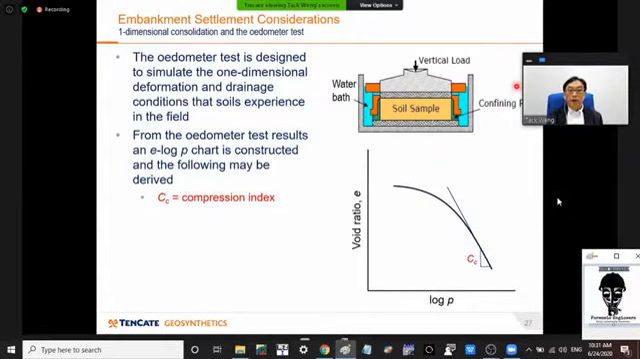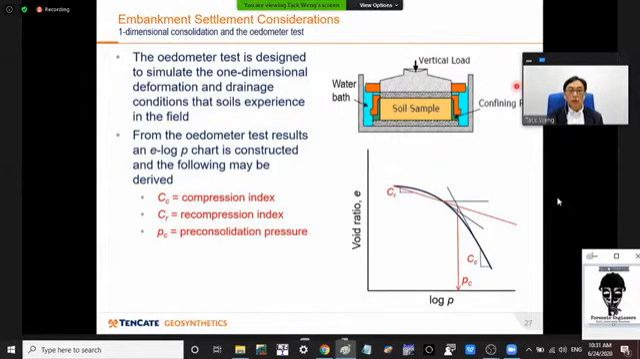When you plot it on a log P basis, you get a straight relationship. For the compression index, you are compressing it for the first time, and then a recompression index is for when it has been pre-compressed before and you are compressing it again. It follows generally a lower gradient. And also from this oedometer test, you can determine the pre-consolidation pressure, PC.